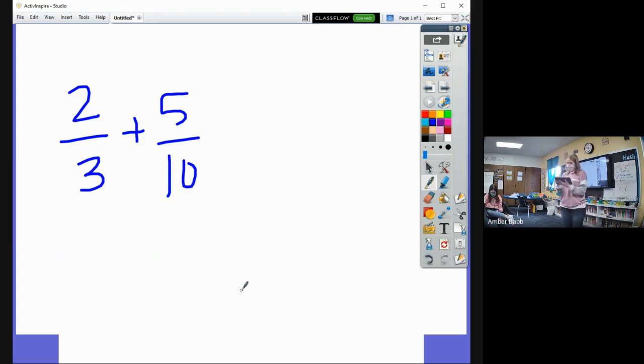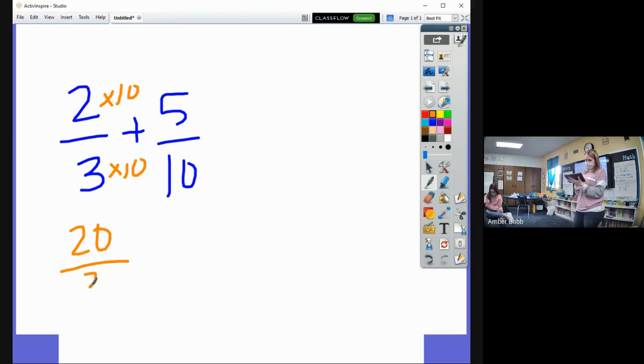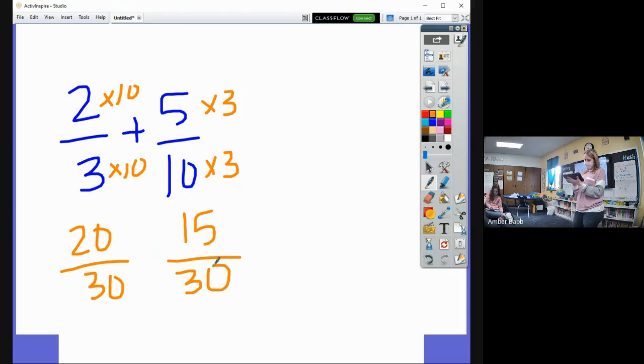All right, let's go through this. Okay, so it looks like most of you wanted to take this to a denominator of 30. I'm good with that. It really is the lowest common. Oh, I hit a 2 instead of a 3. But that's okay. 3 times 10 is going to get me to where I need to be. So 2 times 10 is 20, and 3 times 10 is 30. On this side, I'm going to multiply by 3. 5 times 3 gives me 15. 10 times 3 gives me 30. Add those together. 20 plus 15 is 35.